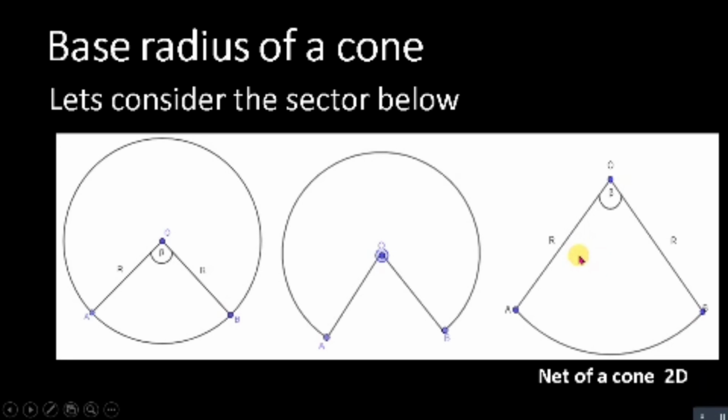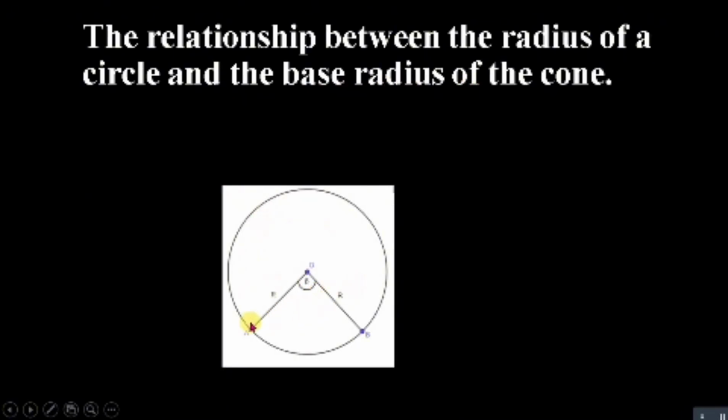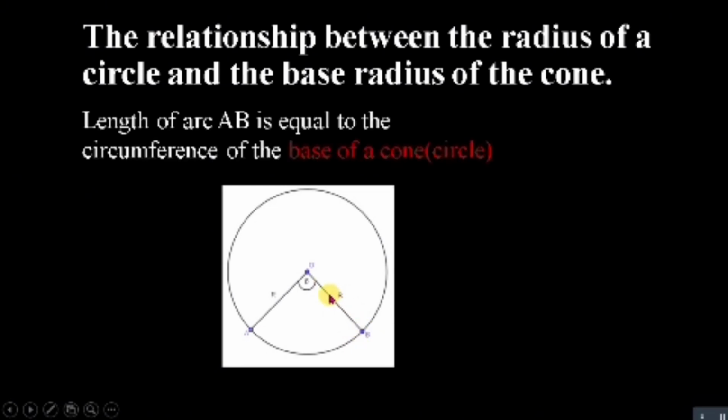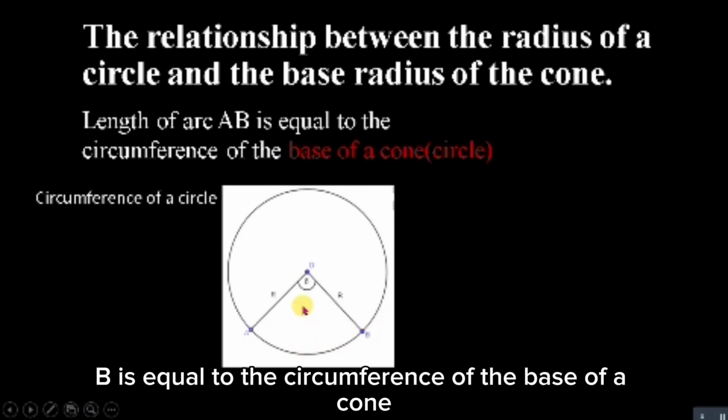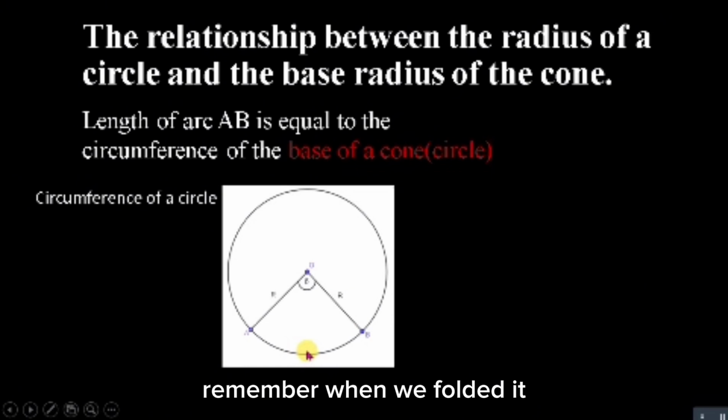So the relationship between the radius of a circle and the base radius of the cone is that we have this circle, right? And this is the radius of this circle, labeled with a big R. OB is the radius of the circle. The length of arc AB is equal to the circumference of the base of a cone. Remember, when we fold this, we get a cone. And once you fold it, the arc AB forms a circle under. Try to picture it there.